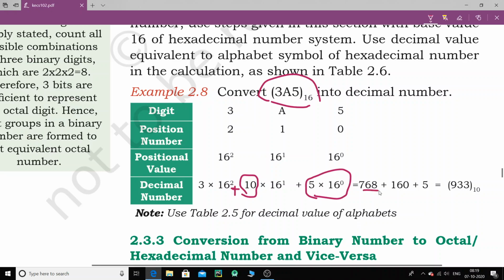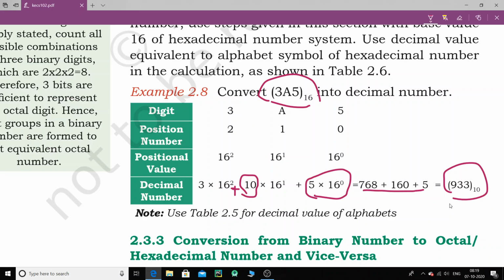So that makes it 768 plus 160 plus 5, that is 933. That's the decimal number. So I hope now it is very much clear how we can convert a decimal to binary or decimal to the other number systems and from the other number systems to the decimal.